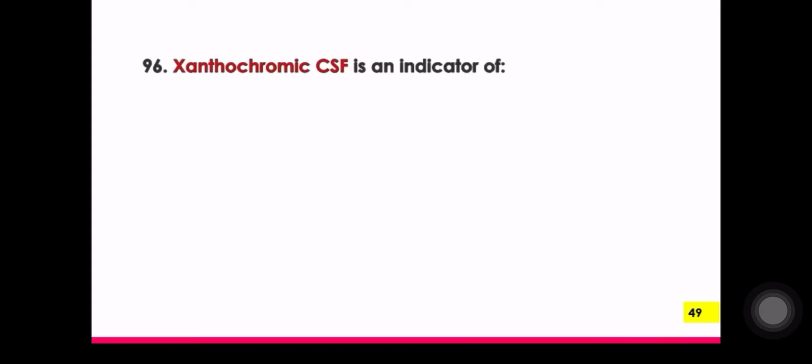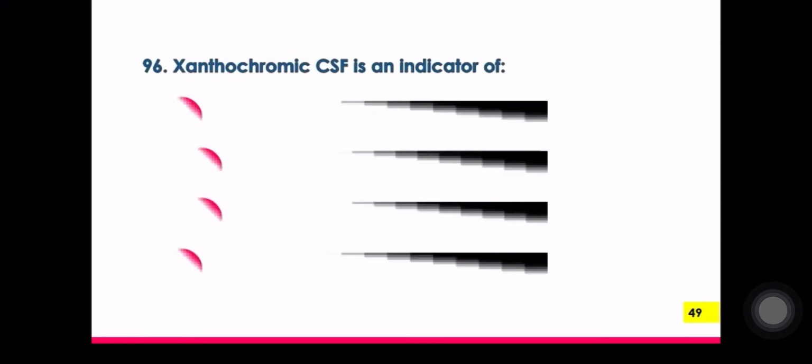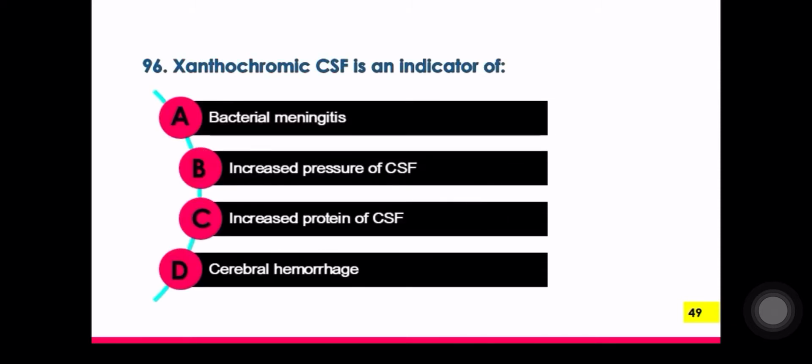Number 96, xanthochromic CSF is an indicator of what? Again, xanthochromic CSF is an indicator of, is it letter A, bacterial meningitis, letter B, increased pressure of CSF, letter C, increased protein of CSF, letter D, cerebral hemorrhage. Again, xanthochromic CSF po is an indicator of, correct answer po is cerebral hemorrhage po.